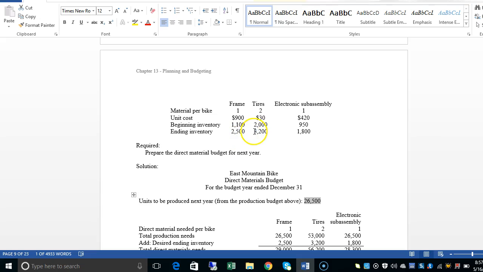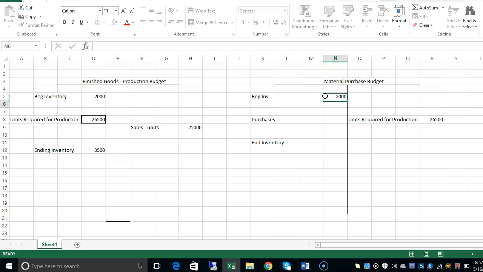The ending inventory is 3,200 and beginning is 2,000. So let's just plug that in. This is just for tires. So the difference to make this balance is take 3,200 plus 26.5 minus 2,000, and that's going to be 27,700 units. But here's the thing. The units basically represents a bike, not tires. Our material purchase budget is in tires.